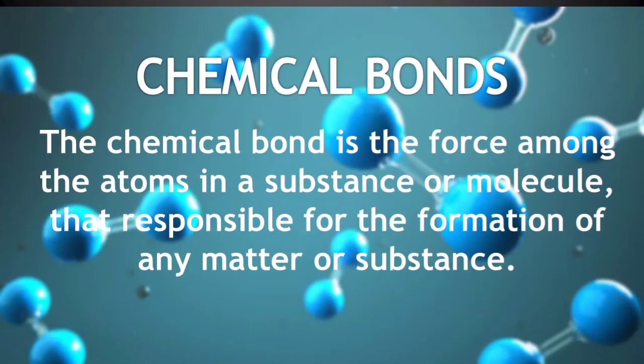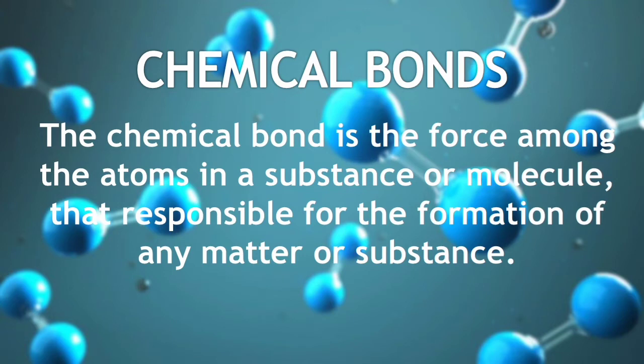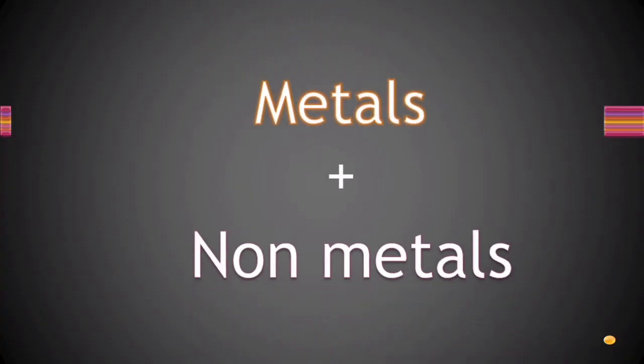Any matter or substance is made up of chemical bonds. A chemical bond is a force among the atoms in a substance or molecule responsible for the formation of any matter. Now let us understand what happens when metals react with nonmetals.